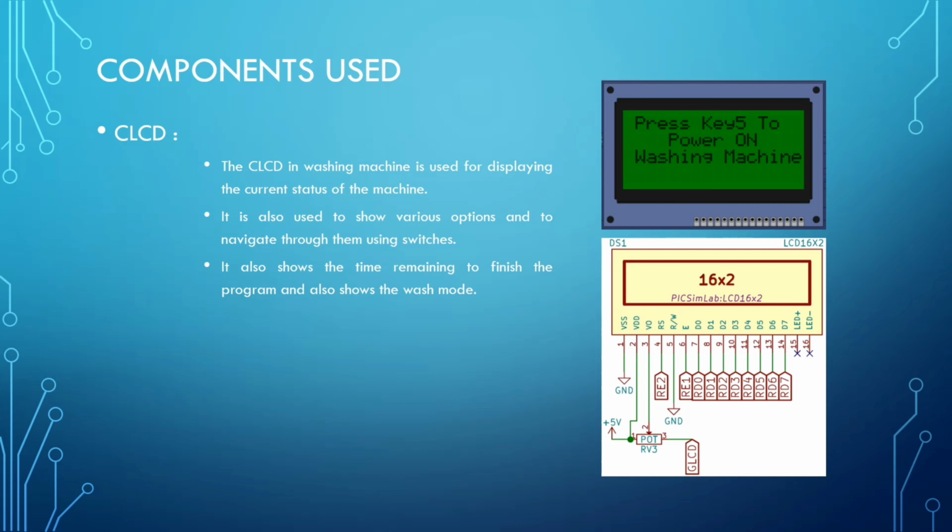This is the schematic representation of the CLCD display. The CLCD in the washing machine is used to display the current status of the machine. It is also used to show the various options and navigate through them using switches. It also shows the time remaining to complete the washing cycle.